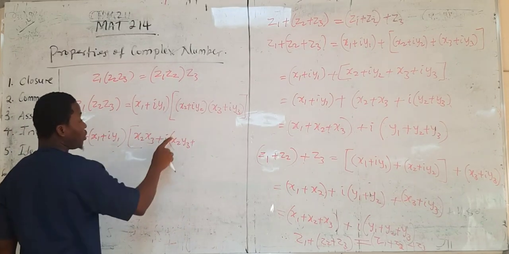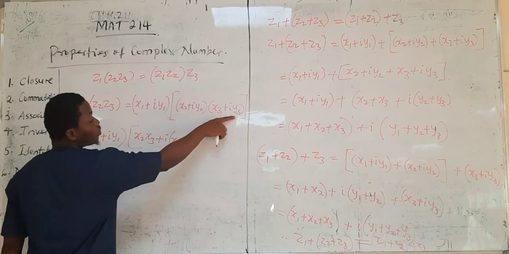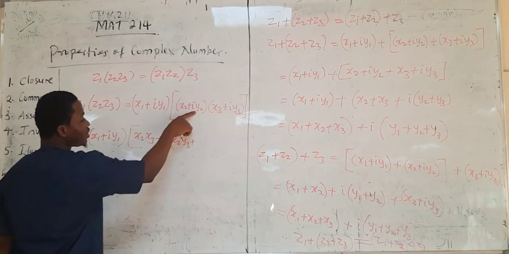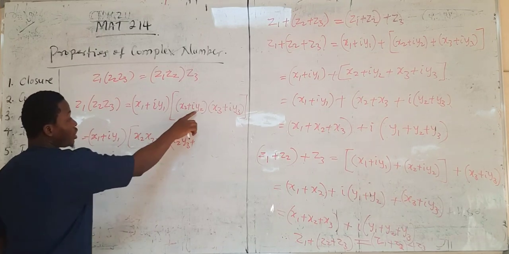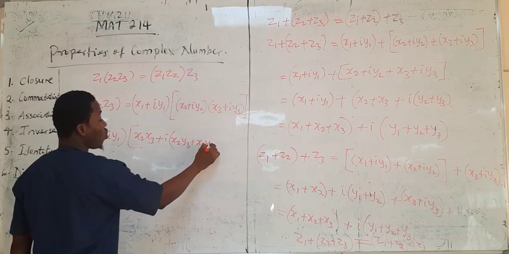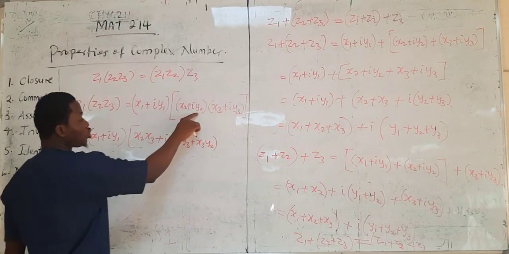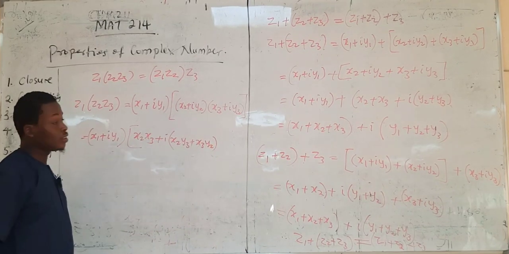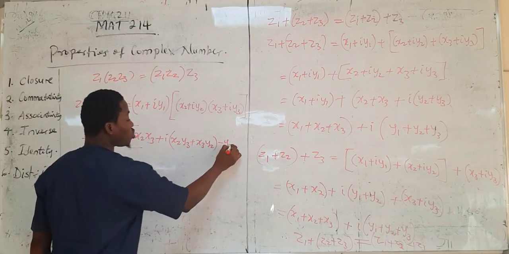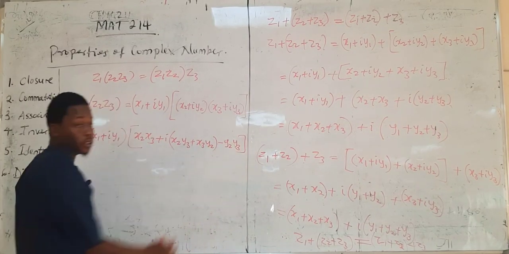Plus i is common, so this x2 times y3. Then plus this times this, but remember, the i is out already. So we now have plus x3, y2. Now we need to multiply the last part, i squared, which is minus y2, y3.